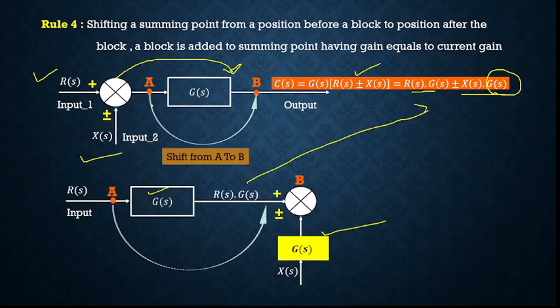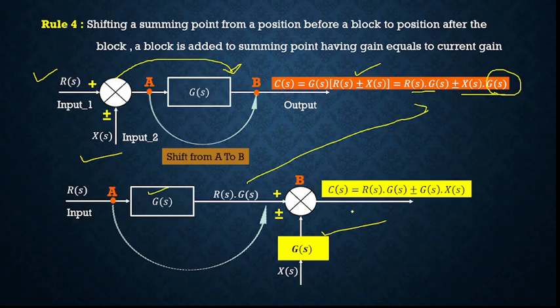So the summing point at point A is shifted to point B, and so your output will be C of S is equal to R of S into G of S plus minus G of S into X of S, remaining the same, though we are changing the position of the summing point. So it is shifted from point number A to point B.